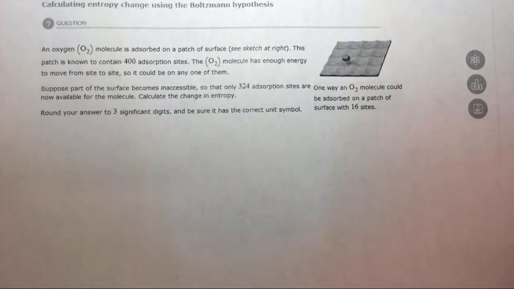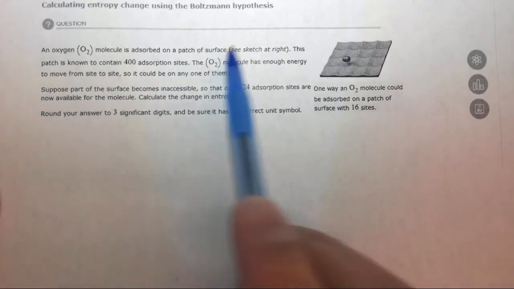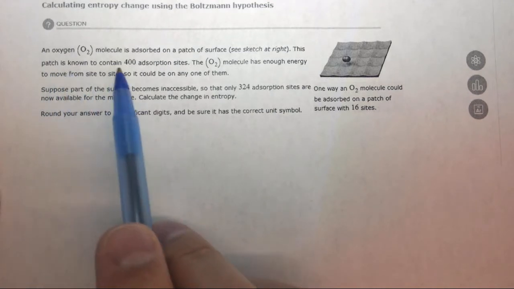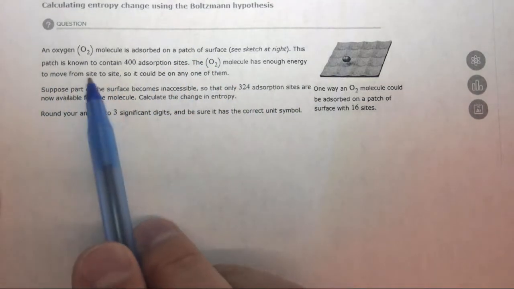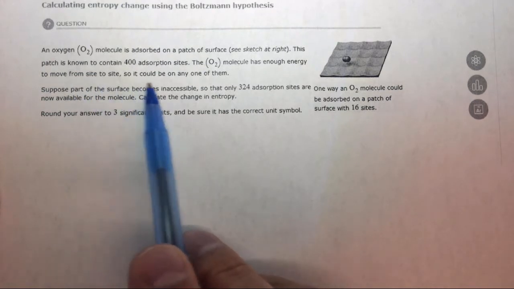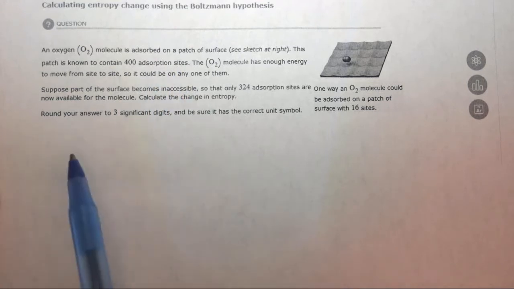This question is very similar to the previous one on the playlist, however it asks for a change in entropy. It says, an oxygen molecule is absorbed on a patch of surface. This patch is known to contain 400 absorption sites. The O2 molecule has enough energy to move from site to site, so it could be on any one of them. So there's basically 400 microstates originally.